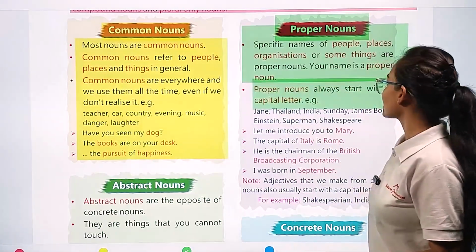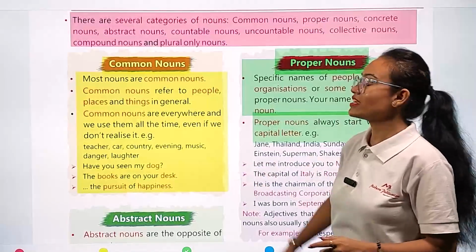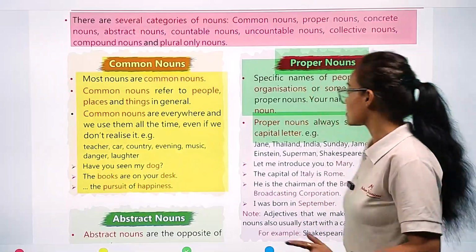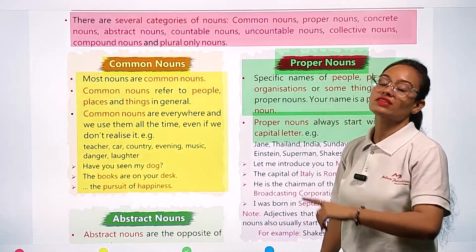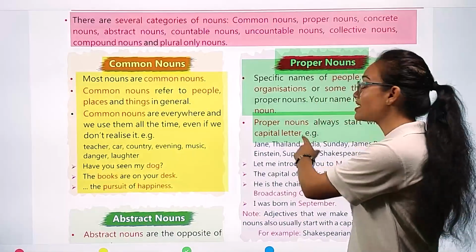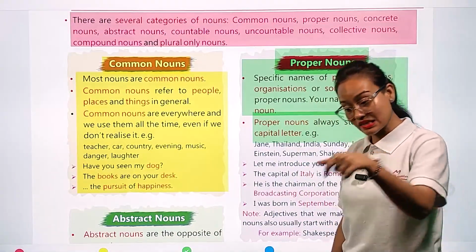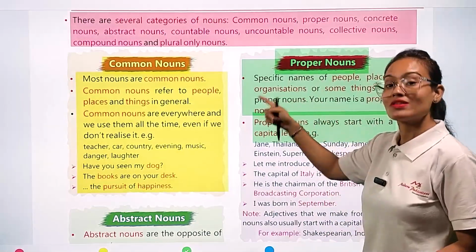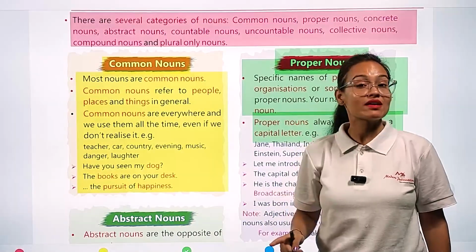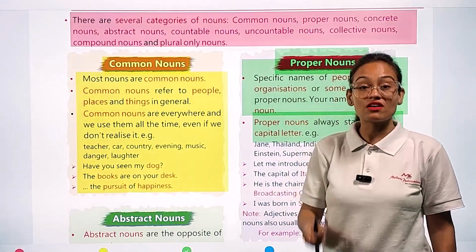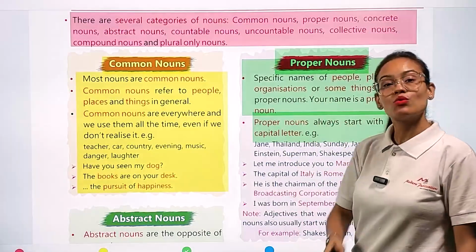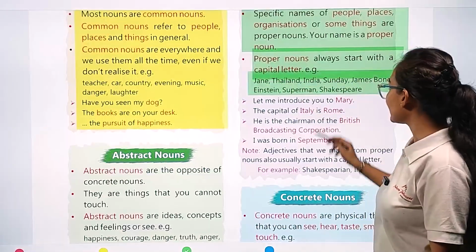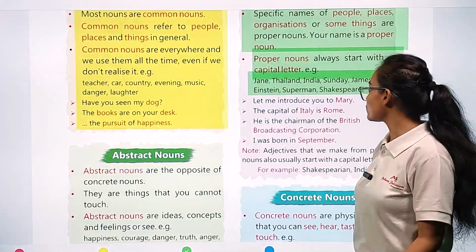Proper nouns always start with a capital letter. One thing I forgot to mention to you is that common nouns generally don't start with a capital letter, but proper nouns always start with a capital letter. It doesn't matter whether the proper noun is at the start of the sentence, in the middle of the sentence, or at the end of the sentence. If it is a proper noun, then it is always written with a capital letter. Capital letter means you are always going to write the first alphabet of this proper noun in capital. Example: Jane, Thailand, India, Sunday, James Bond, Einstein, Superman, Shakespeare.